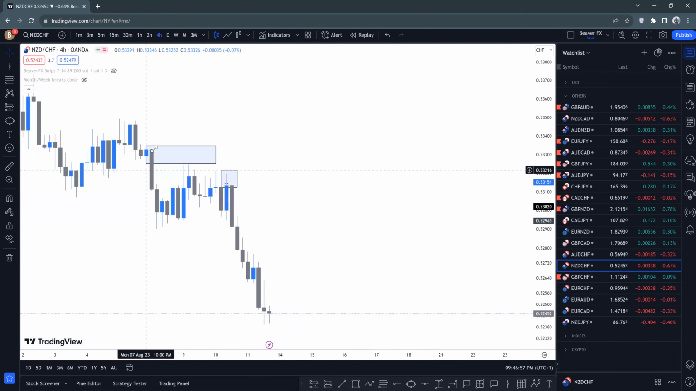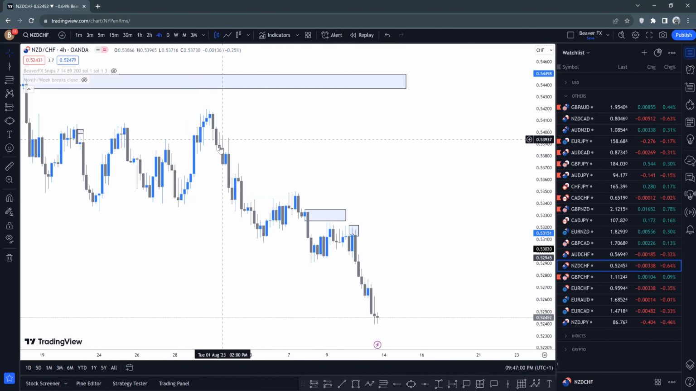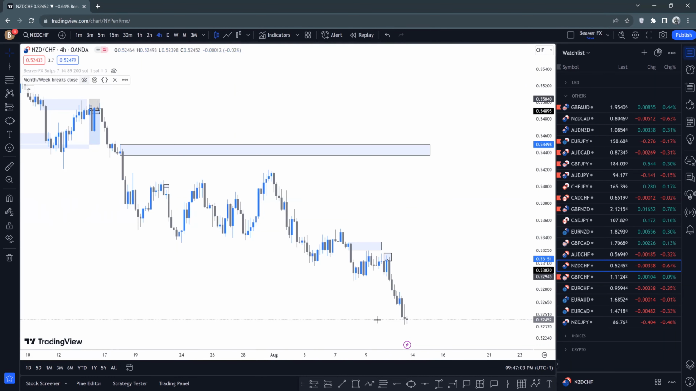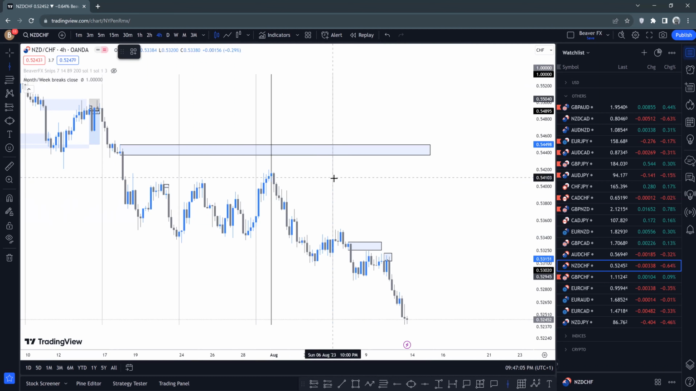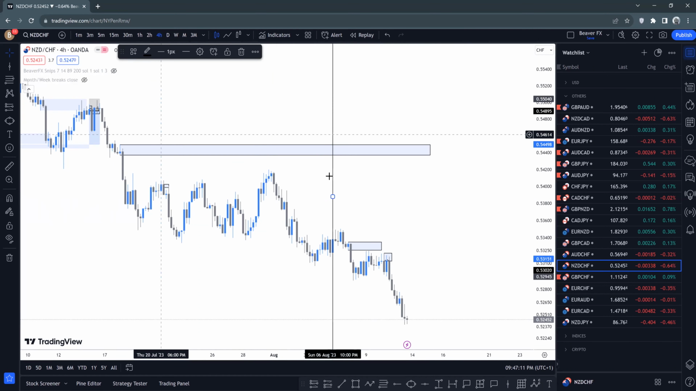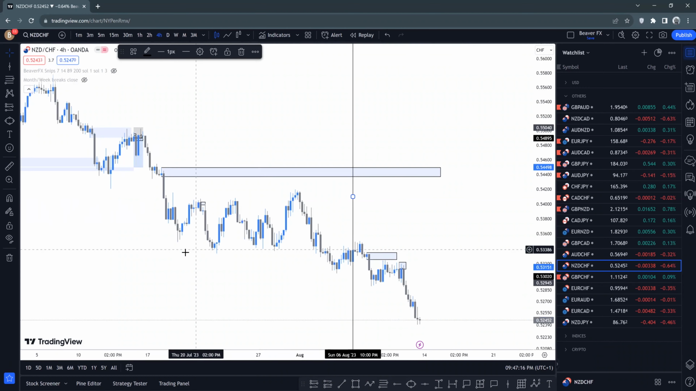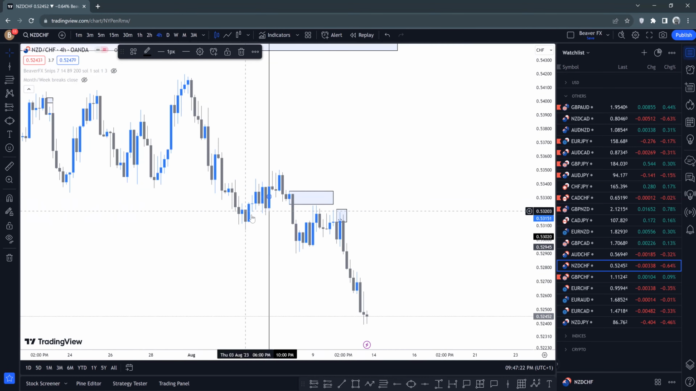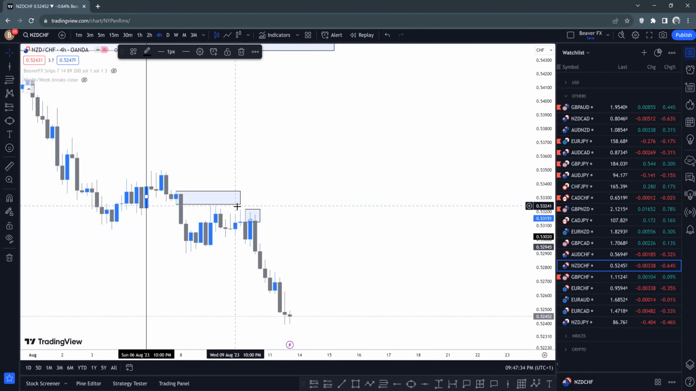So, NZDCHF. For NZDCHF, this is a zone I've marked previously. And the fact that it was consolidating around there, I wasn't really in the mood to trade something like this, so I left it out. I didn't trade it. But when the market opened, I saw this impulsive move that broke here, I got interested and I drew this other block. As you can see, it didn't tap into the other block. It just came very, very close, and it started pushing to the downside.